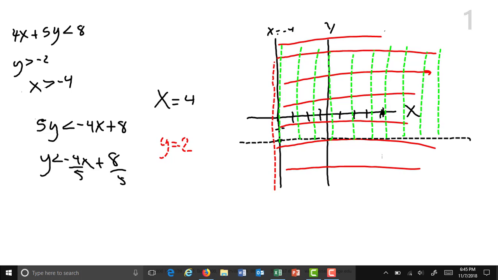So I can make a little chart now. When x equals 0, what's y? Yeah, 8/5, and that's approximately what? It goes in there, what, 1 3/5, something like that?